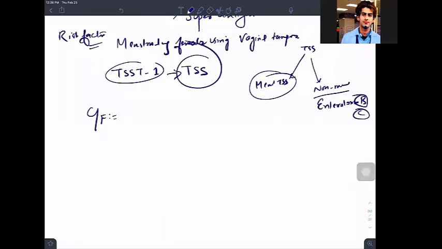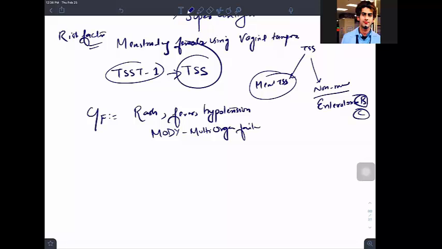The patient will present with rash. He will have fever. He will have hypotension; the blood pressure will decrease. And there will be MODS, multiple organ dysfunction. He will have multi-organ failure. Okay. How will you diagnose?